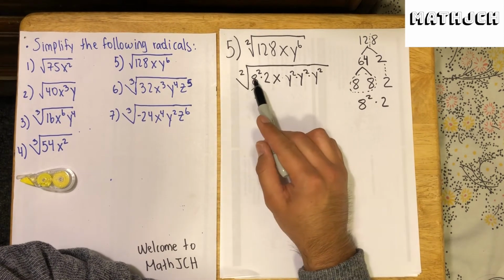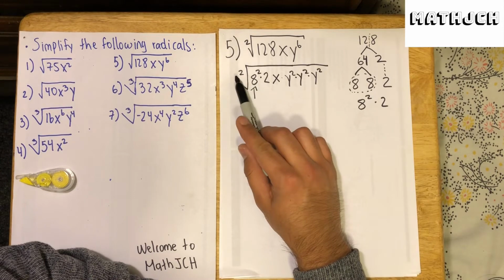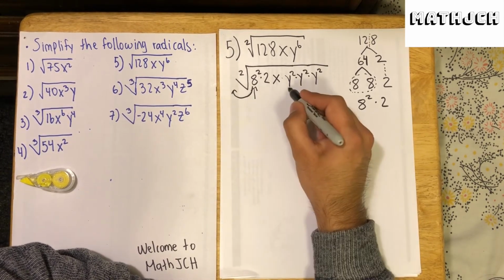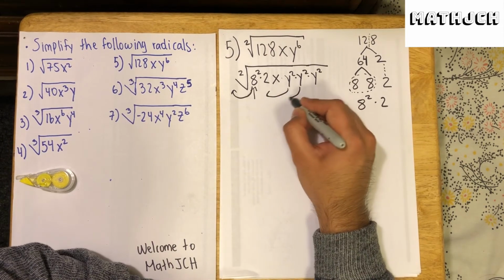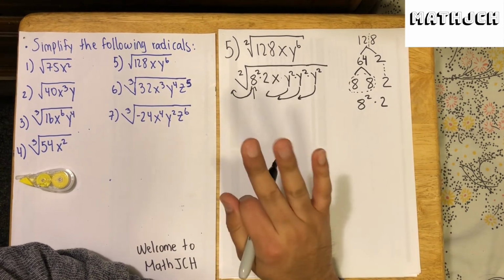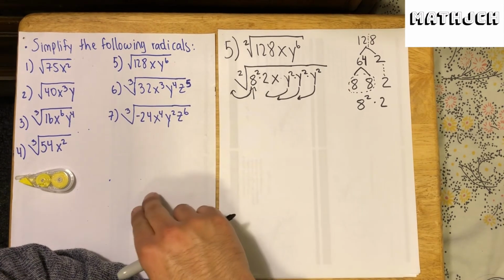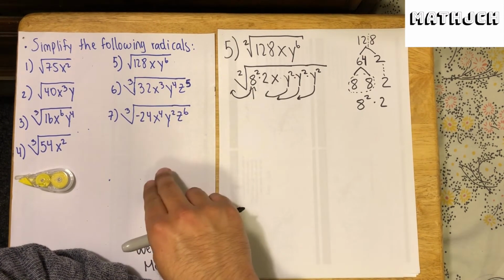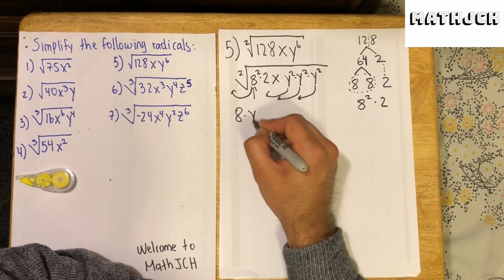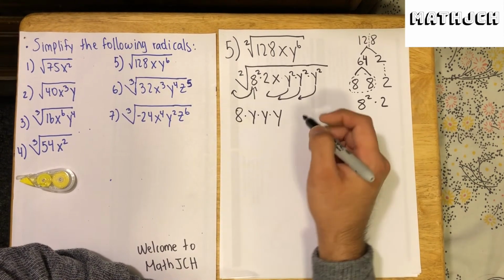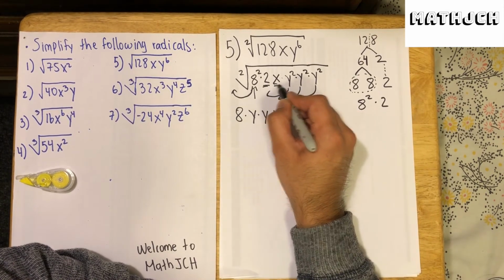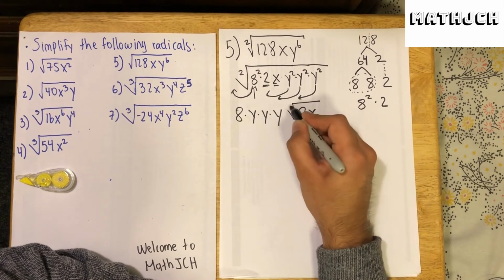Again, anything with power of 2, which is the same index, will eventually go out. So this 8 will go out, this y will go out, this y will go out, and this y will go out. So 3 y's are going to go out, and they're going to multiply each other, and the 8 as well. So I'm going to have 8 times y times y times y, and then inside I'm going to have the 2 and the x.